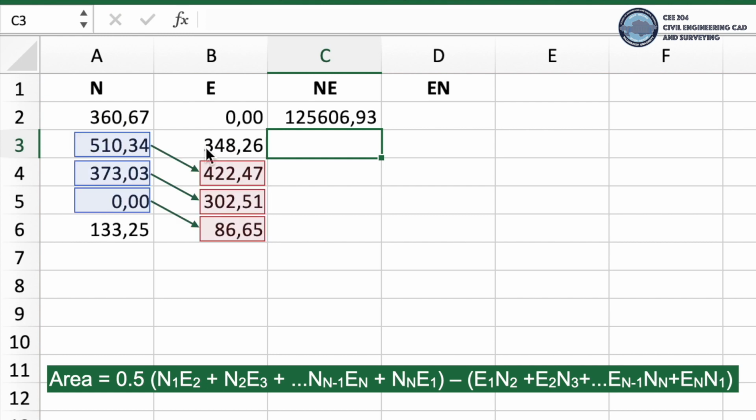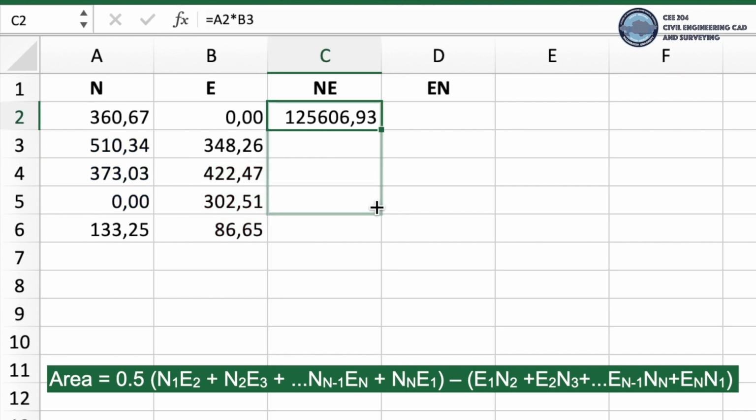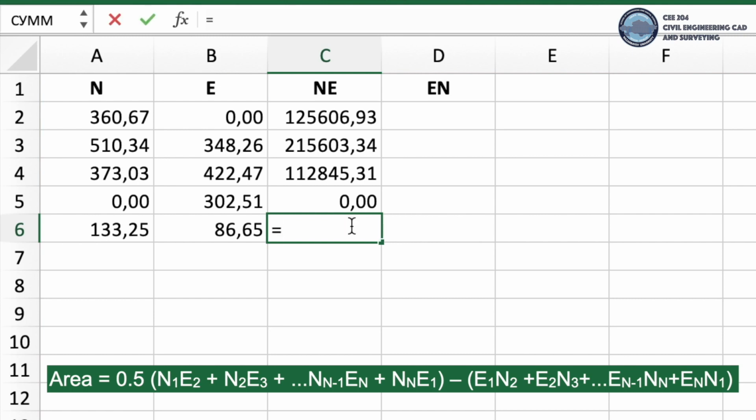Okay, we should continue the calculation in such a diagonal way for all coordinates except the last north coordinate. Therefore, here I will just drag it down, and the last north coordinate will be multiplied by the first east coordinate. Now we move to the next column.